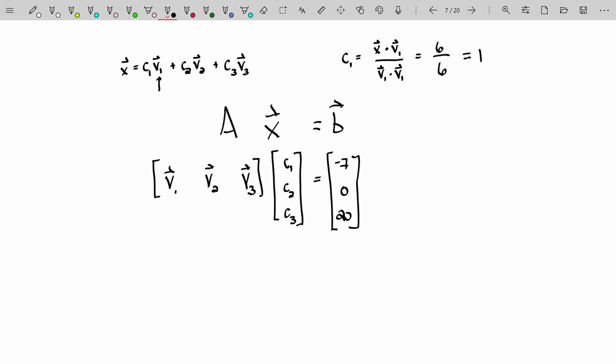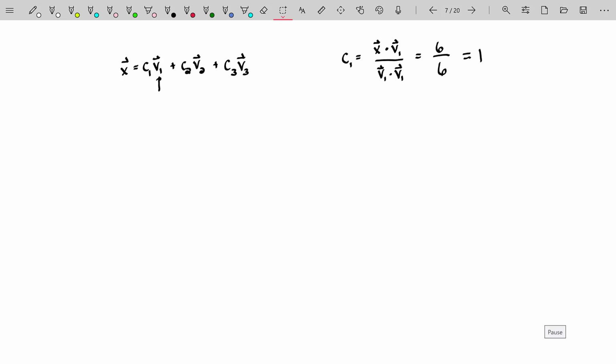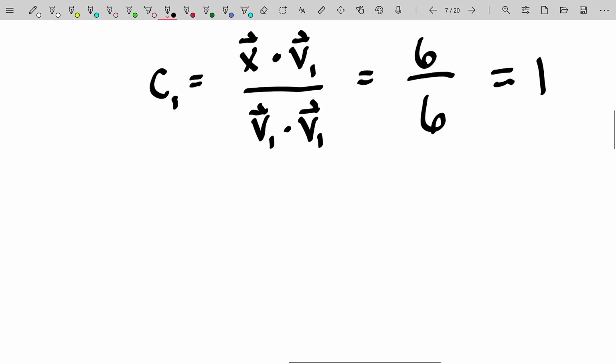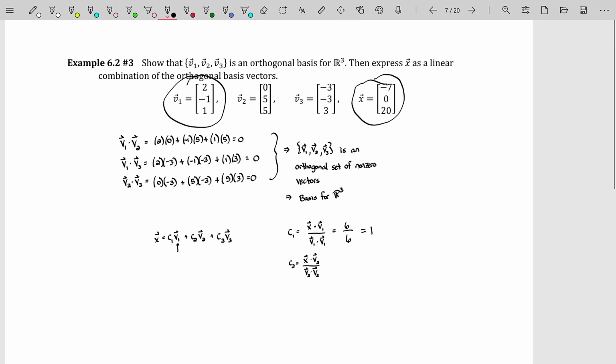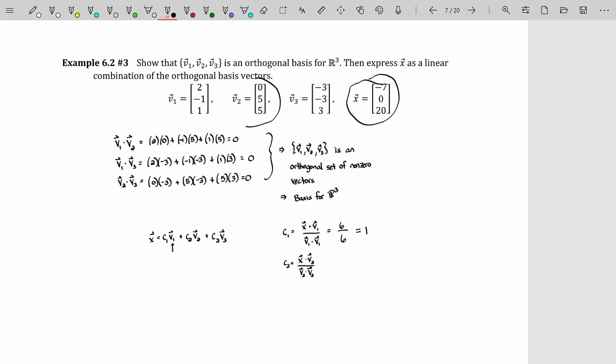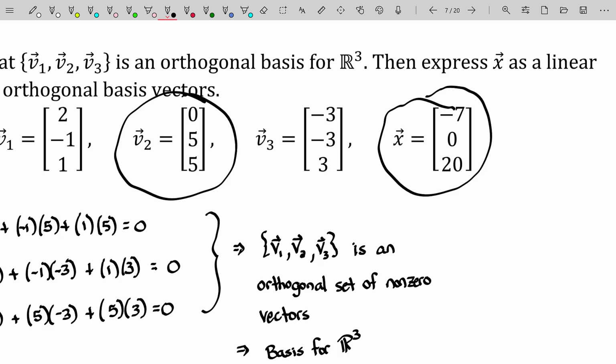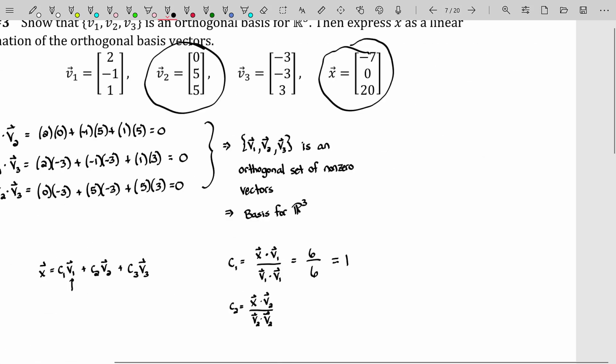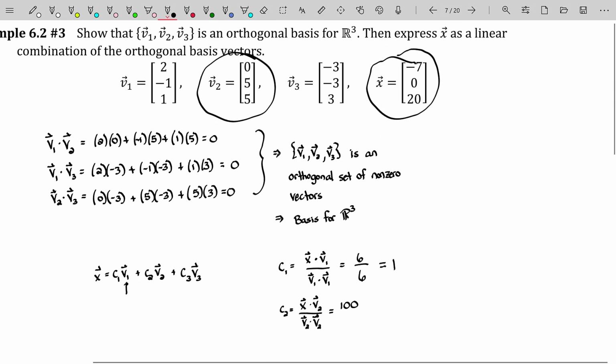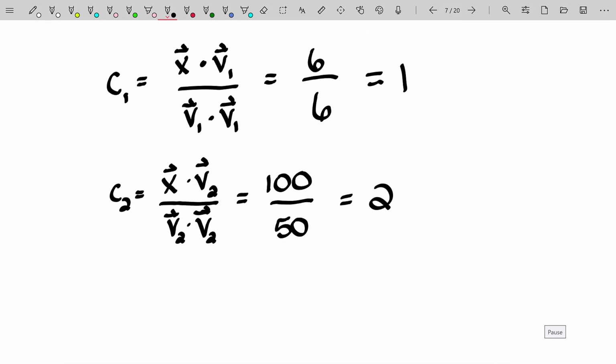And it is a trick because it only works if you have an orthogonal basis, which is probably why you could imagine we'd want to get all of our bases to be orthogonal. All right, let's get back to what we were doing. C sub 2 is our vector x dotted with v sub 2 divided by v sub 2 dotted with itself. Well, x dotted with v sub 2 is 0 plus 0 plus 100. V sub 2 dotted with itself is 0 plus 25 plus 25, which is 50. And we now have the second component of our solution.